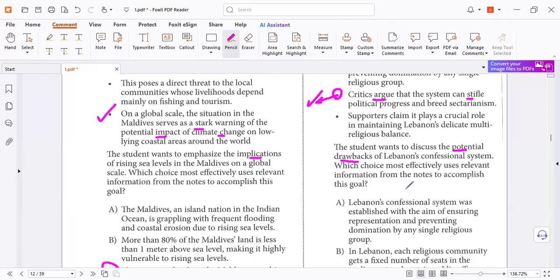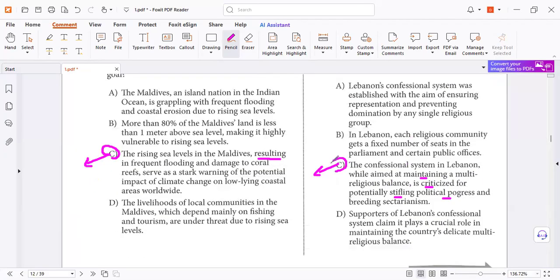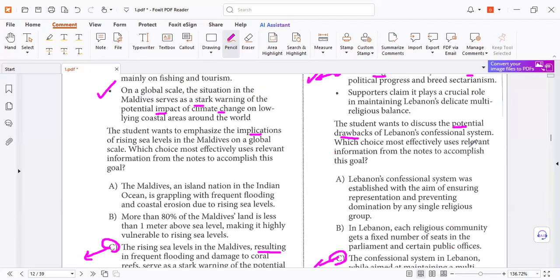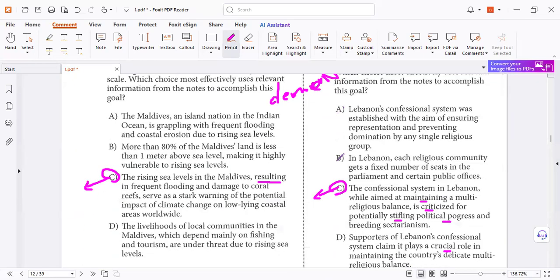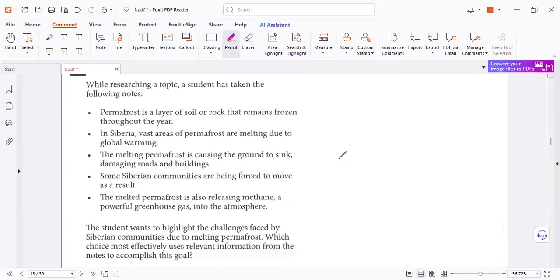So where is it here? Remember, crucial role means important role. So you find the advantage. We asked you about drawbacks. Drawbacks means downsides, means disadvantages, means demerits. Do you know demerit? Something opposite. So that's it. Now let's try. Highlight the challenges only.